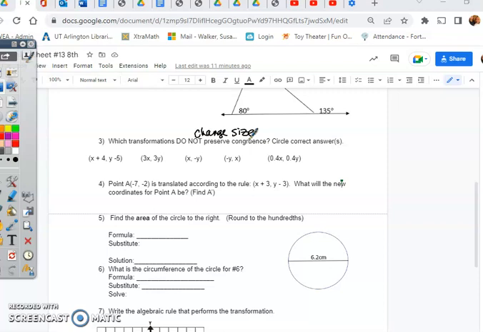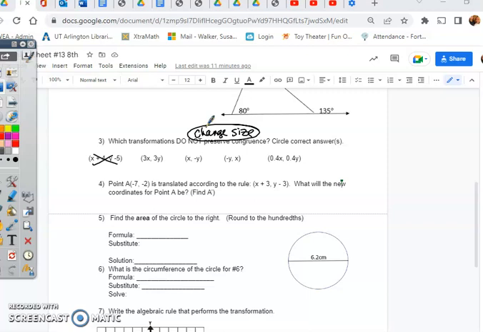Okay? So you're going to go through here, cross out anything where it stays the same, like this. I can tell this is a translation. This is a movement or a slide. Okay? So go through and you're going to circle the ones that change size.